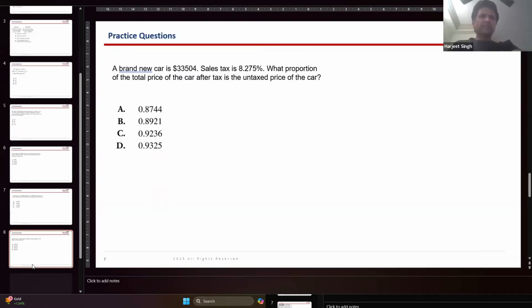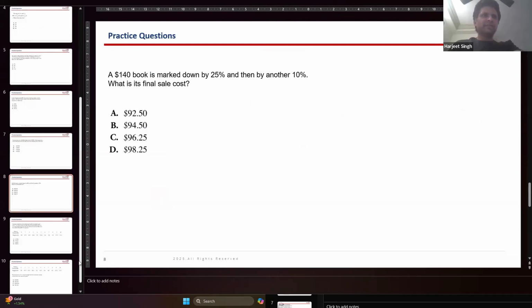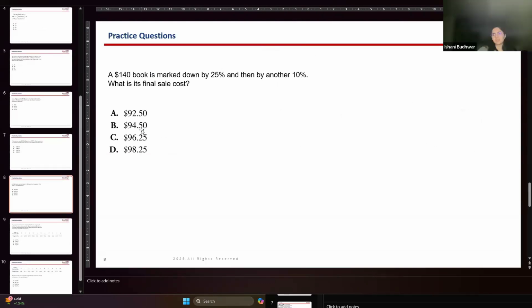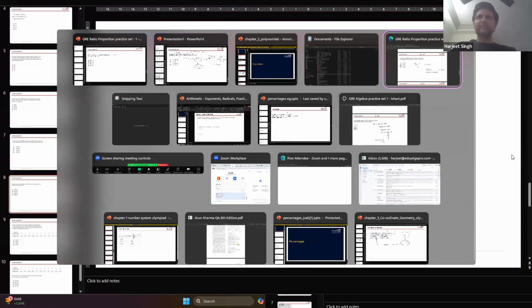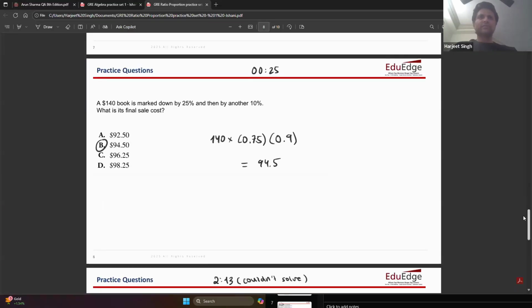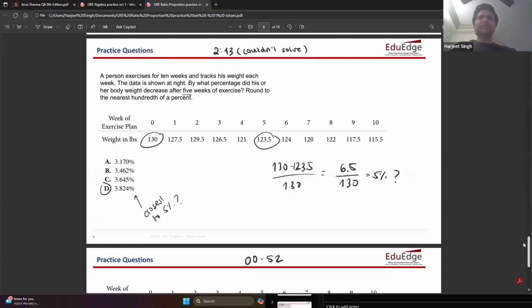What is the next question? Is this the last one or no? No, there's 2 more. You got this? 140. Let's check your answers. Yeah, you got it. 25 seconds. Okay, good. Mark down by 25, another 10. Okay, so this is factors. Couldn't solve.